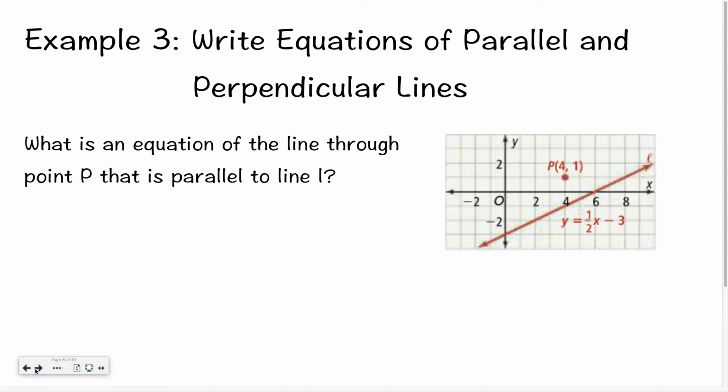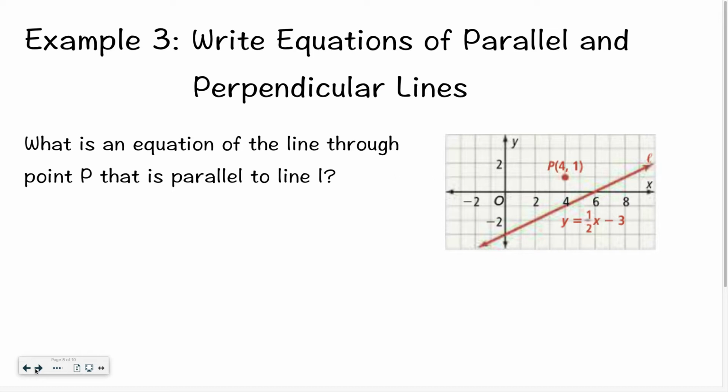All right, now, our last example, we're going to do 2 versions of it, okay? This first example, we're going to write an equation of the line through point P that is parallel to line L. And then next, we'll write an equation of a line through point P that's perpendicular to L. So let's refresh our memory on how to write those equations.